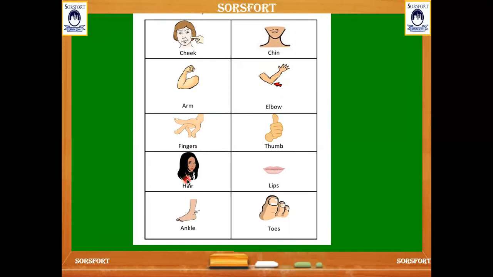Here we can find the hairs. Our hairs are on our head. Can you touch your hairs? Yes. Yeah, we have black colored hair. And here are the lips which we use to talk.